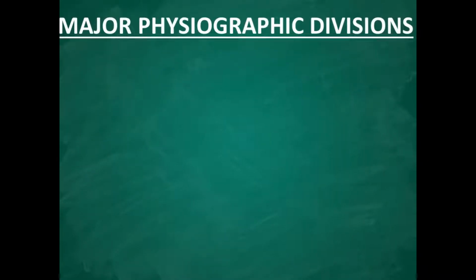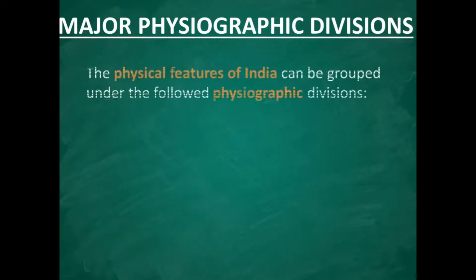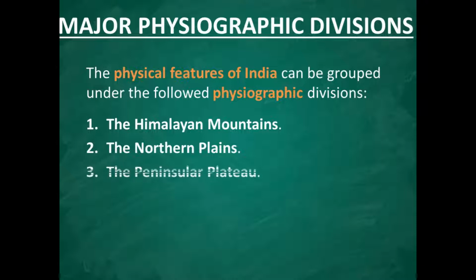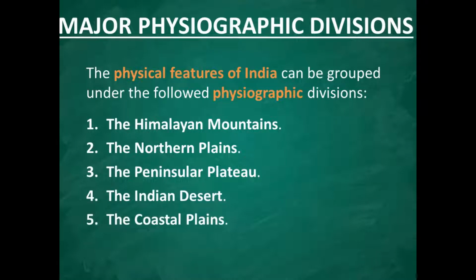Now we are going to see about the major physiographic divisions. The physical features of India can be grouped under the following physiographic divisions, which are the Himalayan Mountains, the Northern Plains, the Peninsula Plateau, the Indian Desert, the Coastal Plains, and the Islands.